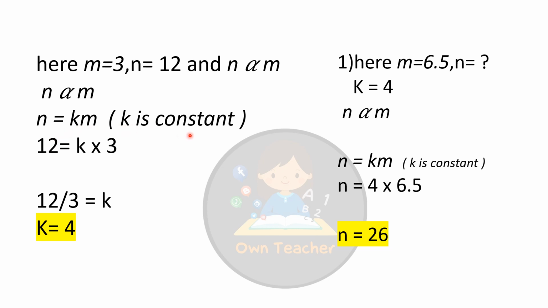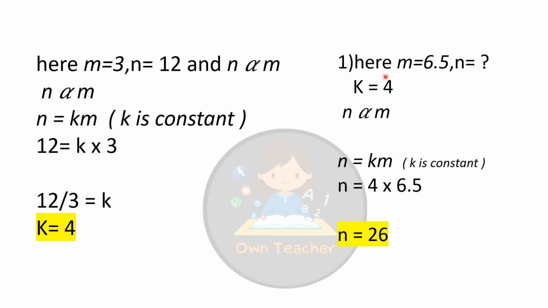Here k is constant. We will put the value of n and m. Value of n is 12 and value of m is 3. So 12 is equal to k into 3. 12 upon 3 is equal to k. 3 4s are 12. So the value of k is 4.